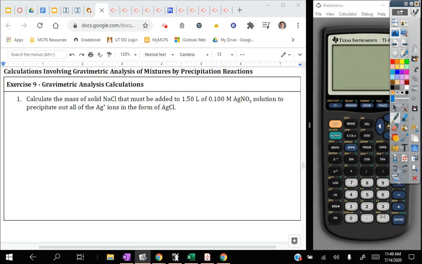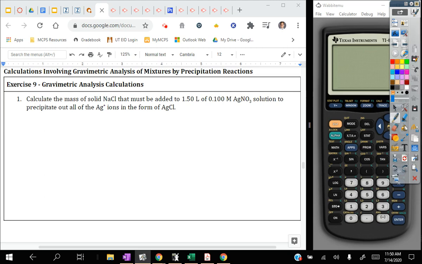In our last lesson, we discussed precipitation reactions and the different ways to represent them using balanced chemical equations, complete ionic equations, and net ionic equations. We also briefly discussed gravimetric analysis, which is a laboratory technique used to measure out and analyze a precipitate formed during a reaction. So here, let's do some calculations.